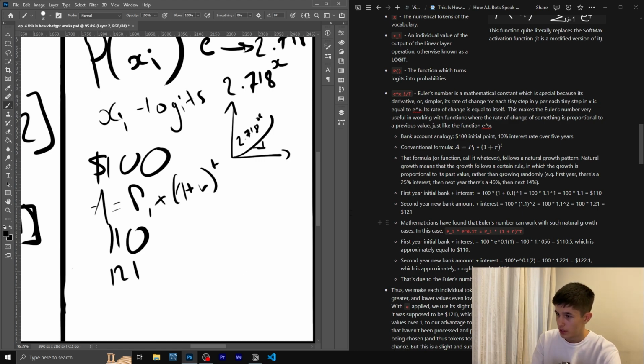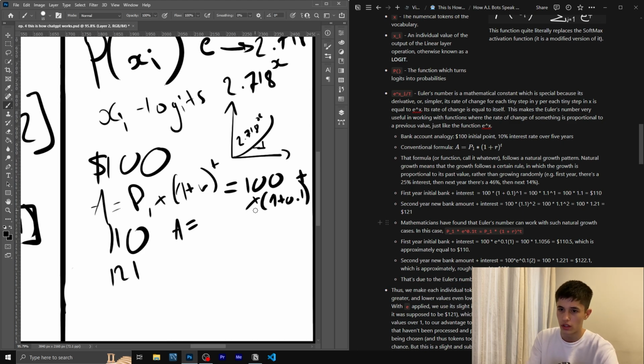So if we have this thing, instead of using this, A would actually become E. P1 is $100, so this formula would be 100 times 1 plus 0.1 to the power of T, and T is the year. This would be T equals 1, and this would be T equals 2. Well, you could actually swap this formula for P1, which is $100, times E to the power of 0.1 T, and T is multiplication.